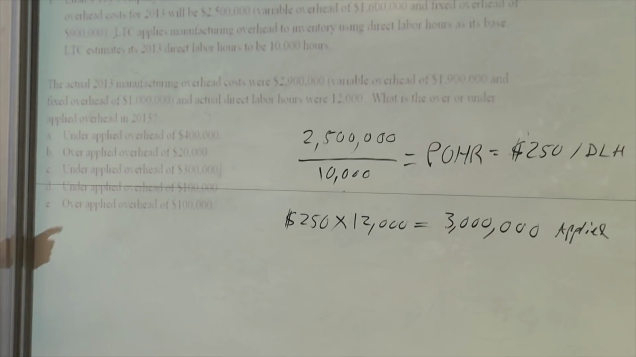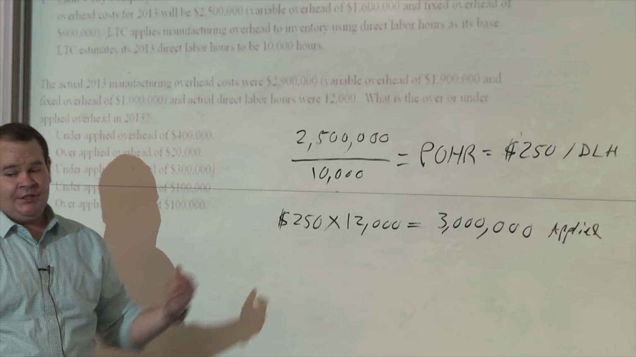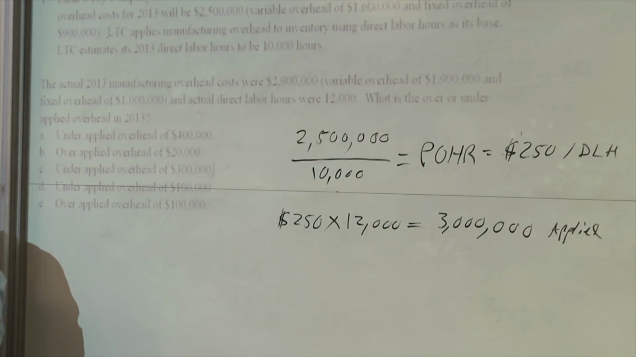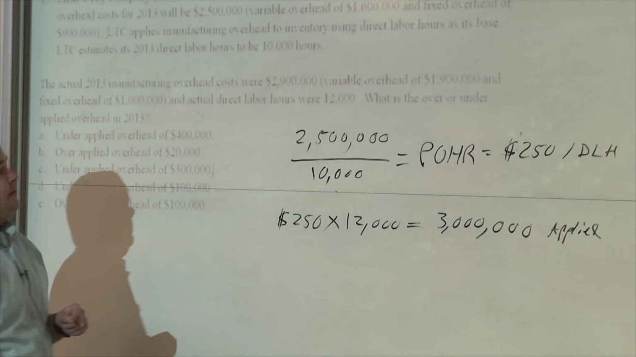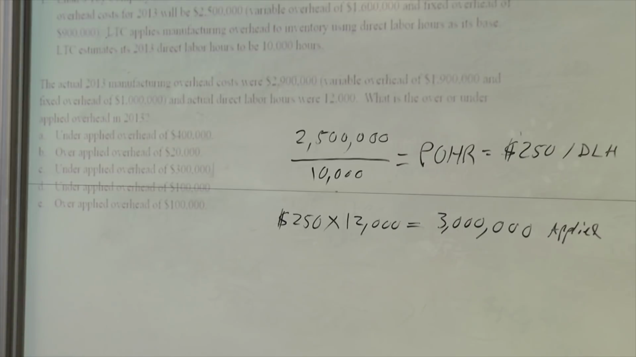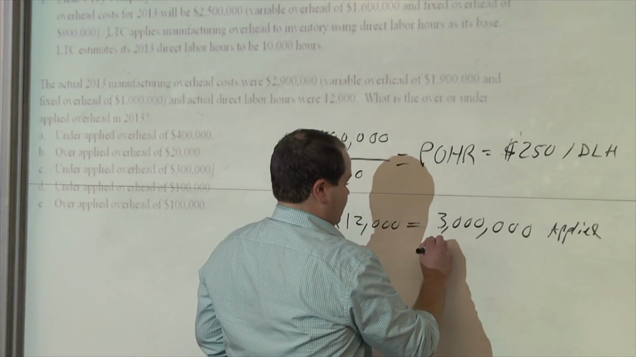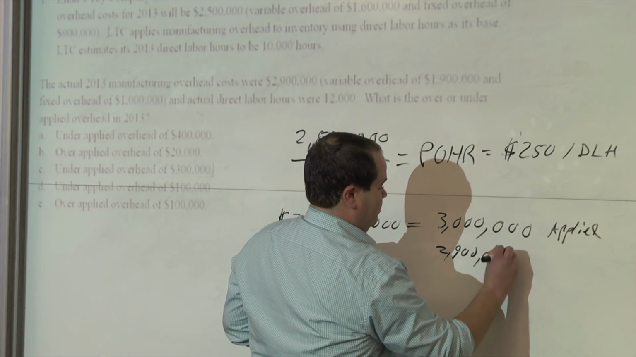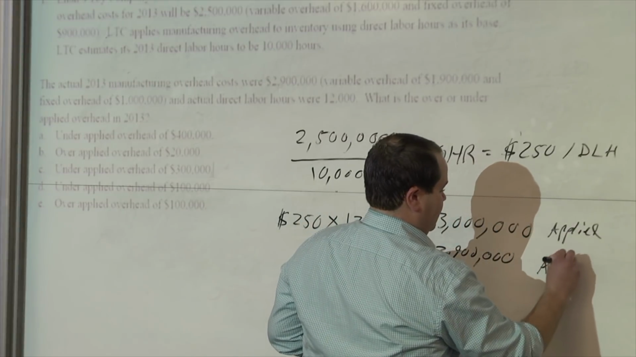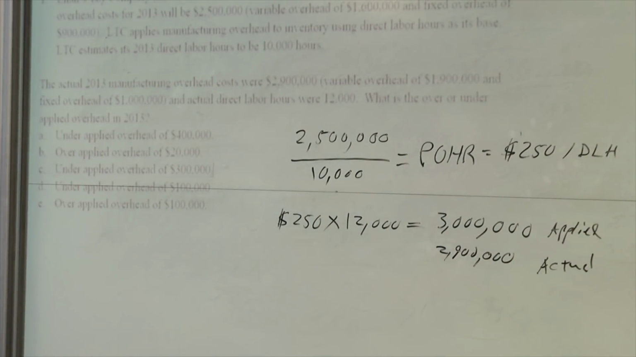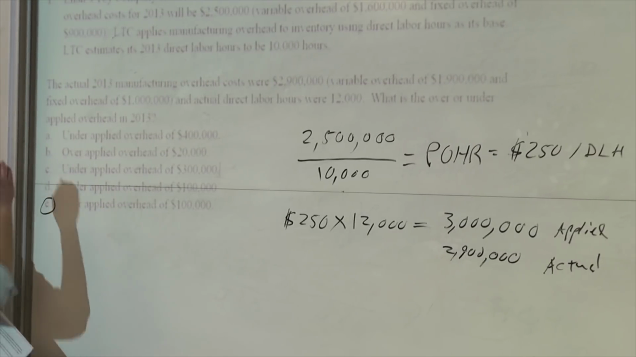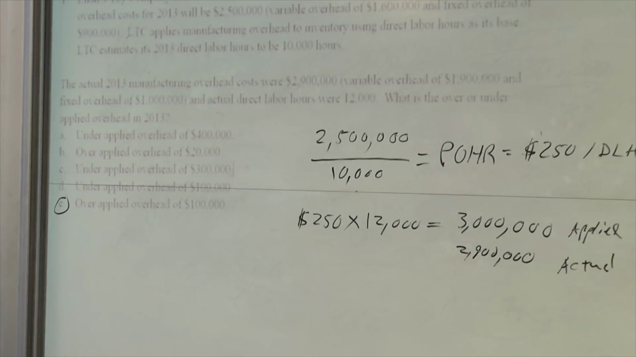Because remember, this was an estimate. We then used the actual hours. However, that 2.5 million was our estimate at the beginning of the year. We have to see what actually happened. And we see actual overhead costs were 2.9 million. So that tells us what the actual overhead is. So if we applied 3 million and 2.9 was the actual, that means we over-applied by 100,000. So hopefully that's a choice here, and if we look, we see choice E. We had over-applied overhead of 100,000.